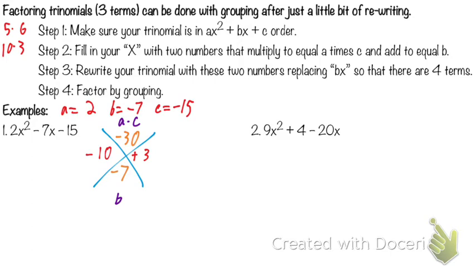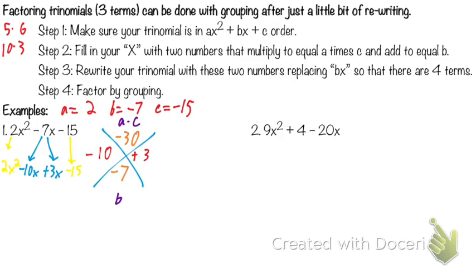Alrighty. So to continue, the first term is going to stay the same. 2x squared stays as 2x squared. The last term also stays the same. Negative 15 stays as negative 15. What changes is the middle. It splits into 2. If we split the middle into 2, we're going to get 4 terms. Now I'm going to put a negative 10x plus 3x.